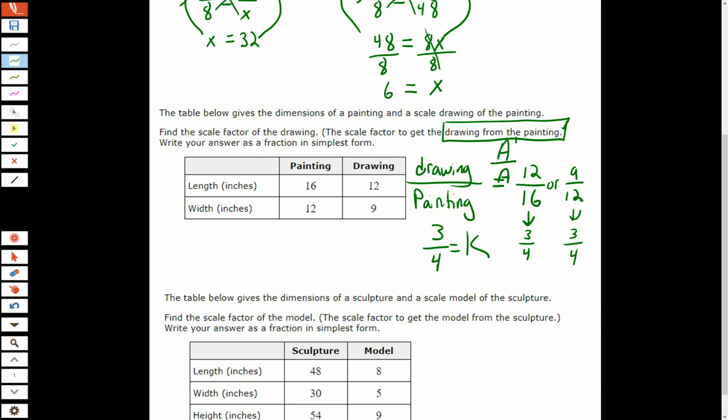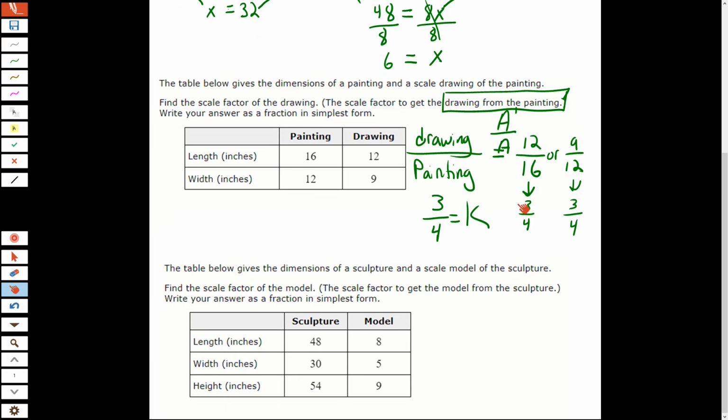So you've got two options. You can put it prime over not prime, so the copy over the original, or you can just look at the words and see which one they want it for. They always list the first one as your prime. Drawing for the painting, drawing to painting.